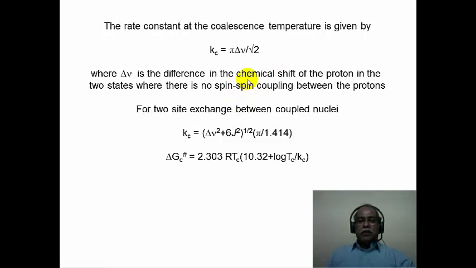If there is a spin-spin coupling between the two site exchangeable protons, then the coupling constant also gets into the expression. So at this point of time, the Kc would correspond to this particular expression that is given here. Now once you have Kc at the coalescence temperature, one can also calculate the thermodynamic parameter in terms of the activation energy of that particular process using this expression, using the NMR technique, which would be a one-point kinetic technique.